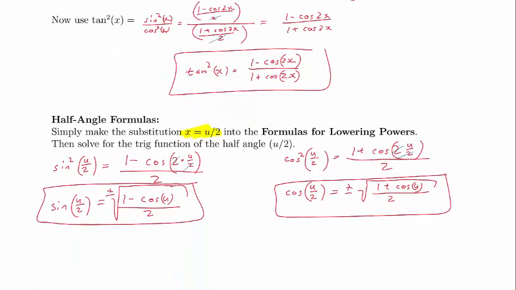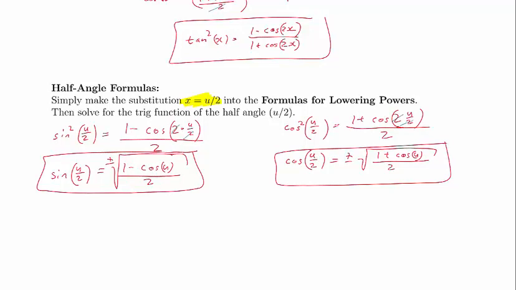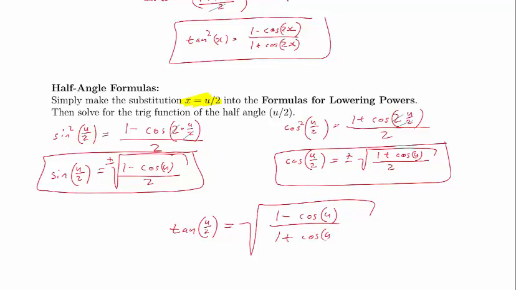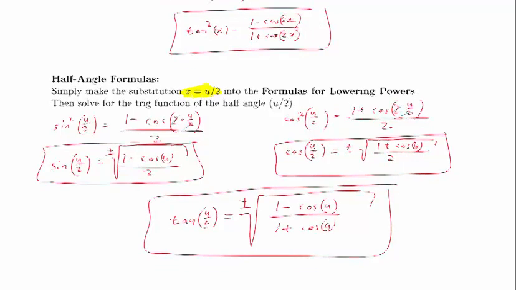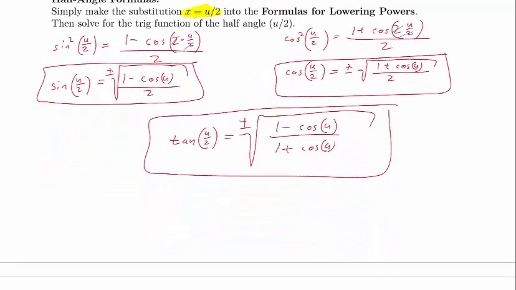Now we do the same thing for the tangent function. Tan of u over 2 equals the square root of 1 minus cosine u over 1 plus cosine u. And of course the whole thing is square rooted. There we go. That's our formula. All right, so pretty nice and straightforward once you get to this point.